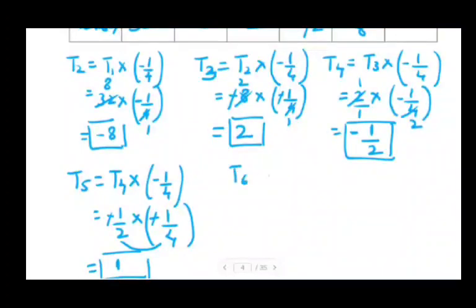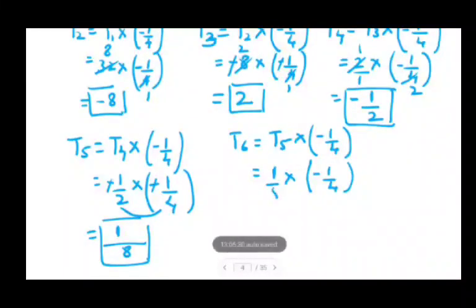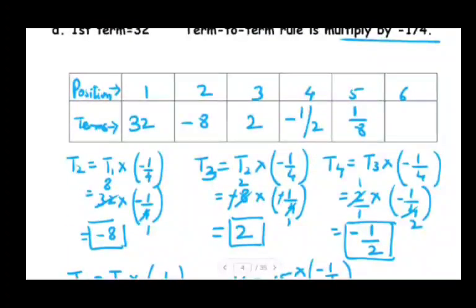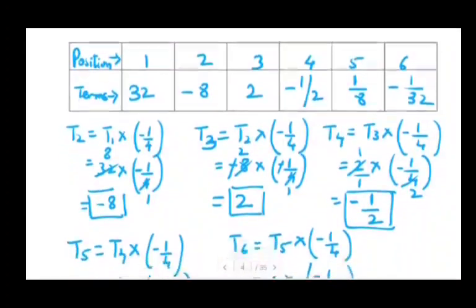My term 6 is equal to term 5 into minus 1 upon 4, which is equal to 1 into minus 1 upon 4. Sorry, it's not 1, it's 1 upon 8. Okay, so 1 into minus 1 is minus 1. 8 4s are 32. My sixth term is minus 1 upon 32. Good to go, children?